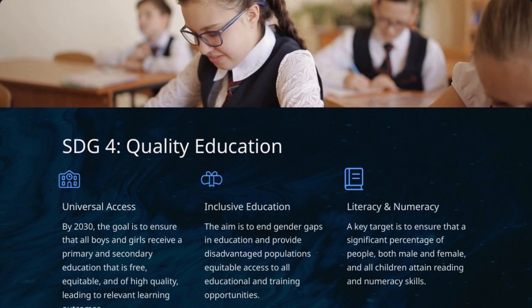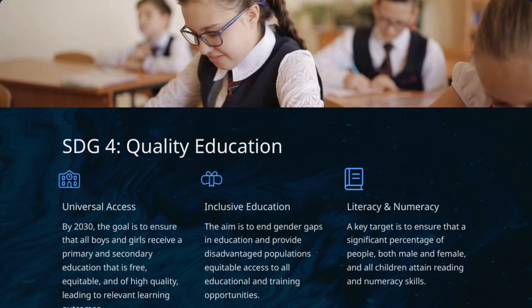Moving to inclusive education, by 2030, the aim is clear. We want every boy and girl to receive a primary and secondary education that is not only free but also equitable and of high quality. This education should lead to relevant learning outcomes, meaning it prepares students for real-life challenges and opportunities. All of these efforts tie into the broader goal of universal access, making sure that no one is left behind because of their gender, background, or circumstances.